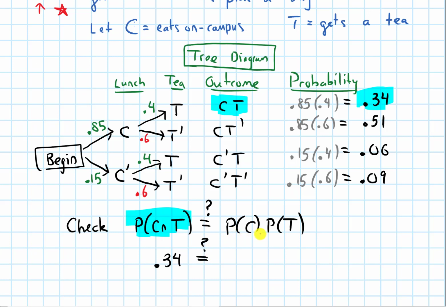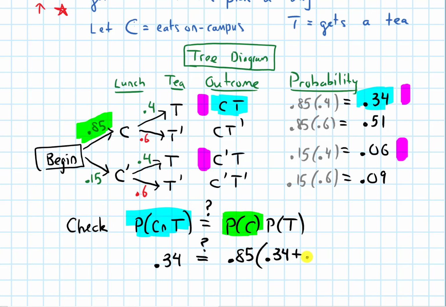Okay, and now what's the probability that C occurs? C was whether she eats on campus or not. So that probability is earlier in the diagram. Here's the probability of C. So I'll write 0.85 there. And I'll multiply that by what P of T is. This is the probability that she gets a T. There are two outcomes that correspond to her getting a T. There's this one with this probability, and there's also this outcome with this probability. So I'm going to add up those values: 0.34 plus 0.06.